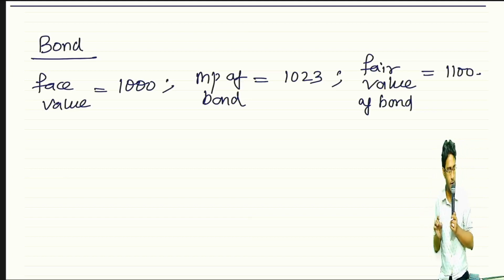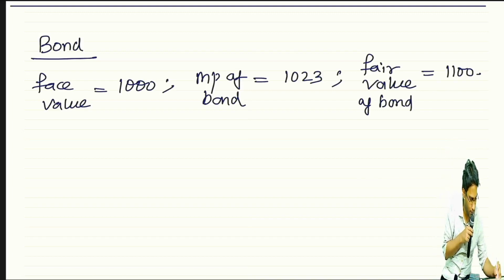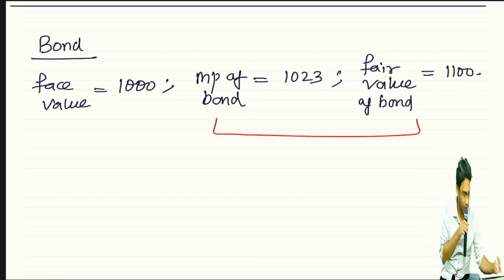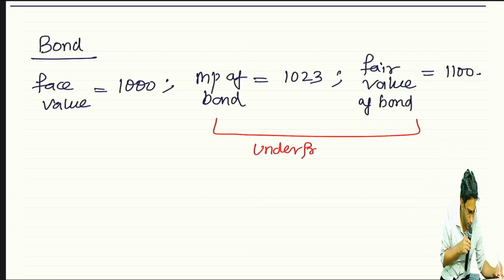Tell me, is the bond underpriced or overpriced? All of you, sir. A bond being underpriced, overpriced or correctly priced is a decision you take by comparing what and what? Actual market price and fair value. Tell me, is the actual market price less than the fair value of the bond? Yes or no? Yes. You compare these two, and you can see the actual market price is cheap. Therefore, the bond is underpriced.